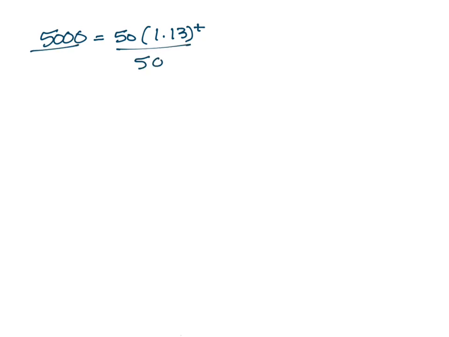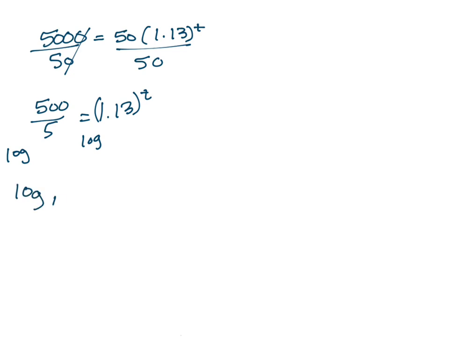Divide by 50 first. You can reduce it. You can let it be 500 over 5, equal to 1.13 to the T power. You're going to log it because you can't natural log if there's not a base E. So you're going to log both sides. Now we're in base 10. It's automatic base 10.